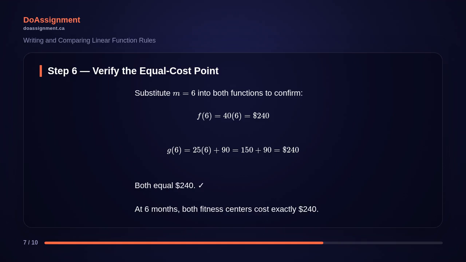Plugging m equals 6 into both functions. f of 6 is 40 times 6, which is $240. g of 6 is 25 times 6 plus 90, which is 150 plus 90, also $240. The answer checks out. At 6 months, both centers cost exactly $240.